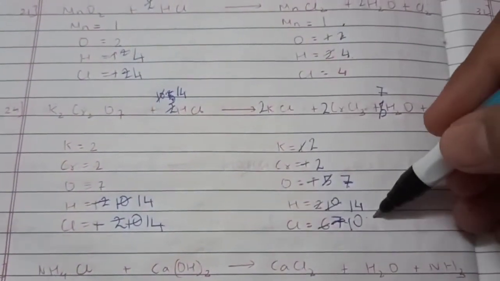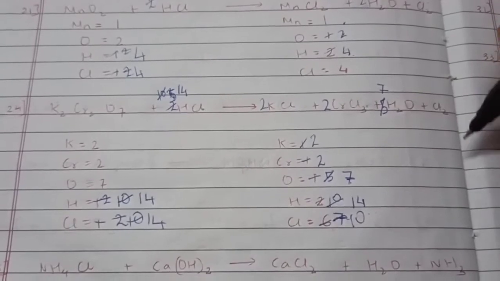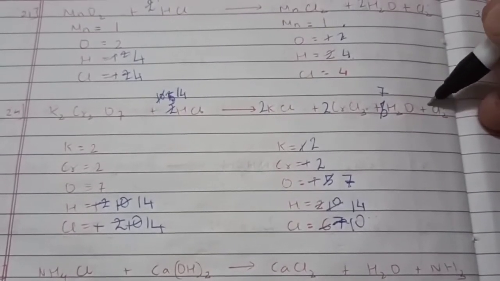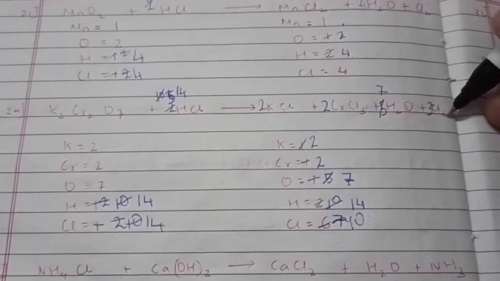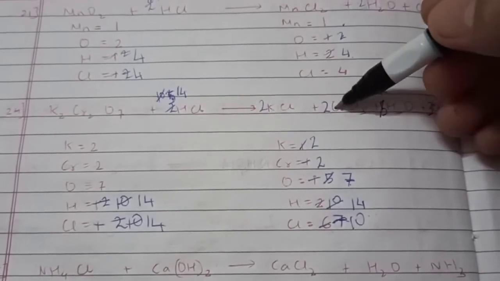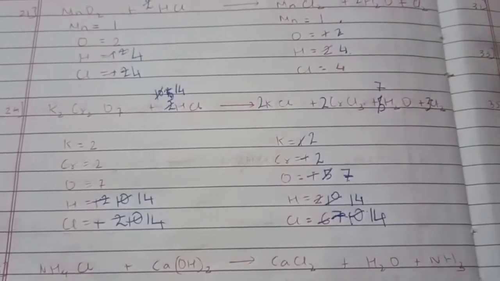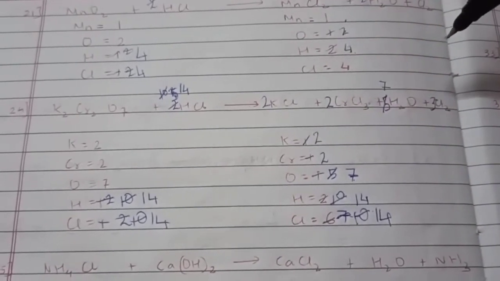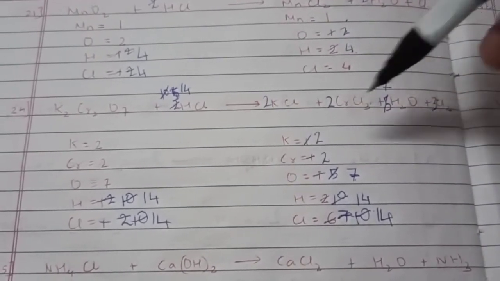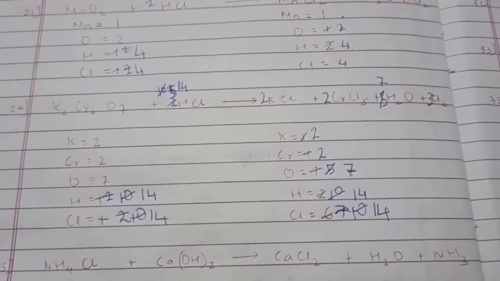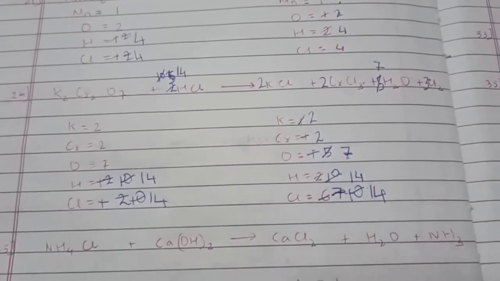But we have only 10 chlorine atoms here. So let's try to increase it out here. What if I put a 3? Let's see what happens. 3 into 2, 6. Plus 3 into 2, 6. 12. Plus 2, 14. Great. Everything is balanced. Check again, once again. Done. Is this a balanced equation? Yes. Write the final answer. That was an IMP sum. Now the 25th sum.